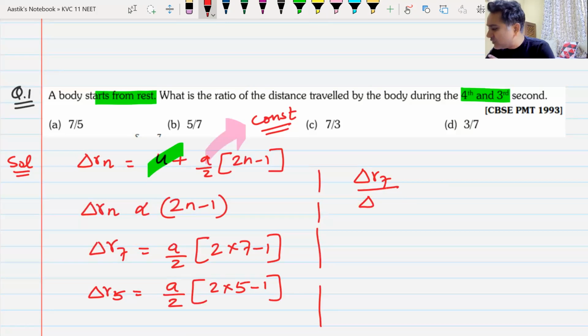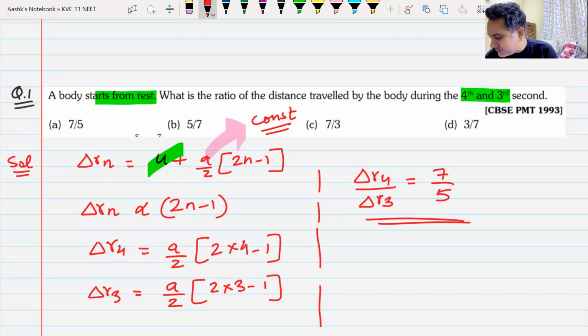Why am I writing 7? It's 4 and 3. Oops, mistake. Everyone can make a mistake. Even I, looking at your answer, wrote 7 and 5. Okay, displacement in the 4th second, 2 into 4 minus 1. Displacement in the 3rd second, 2 into 3 minus 1. When I was writing the ratio, I realized that I'm finding the wrong ratio. So displacement in the 4th second divided by displacement in the 3rd second will be equal to 4 into 2, 8 minus 1, 7, divided by 5. Do we understand this, everyone?